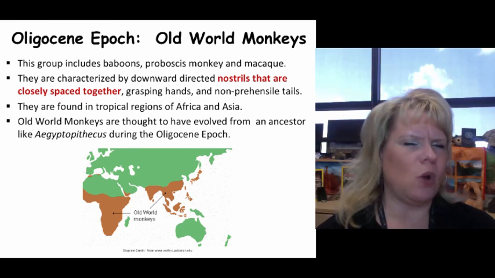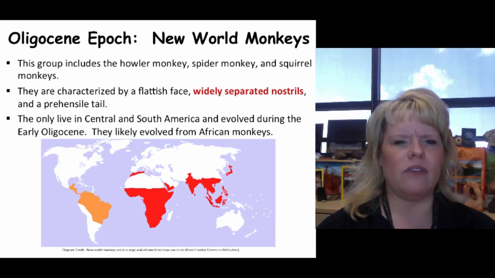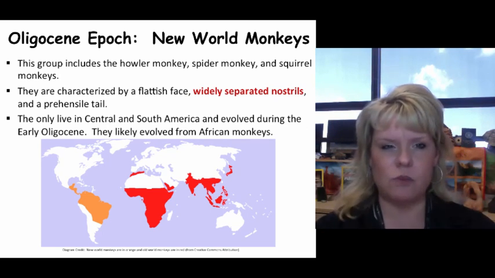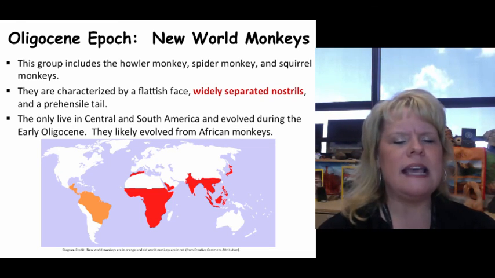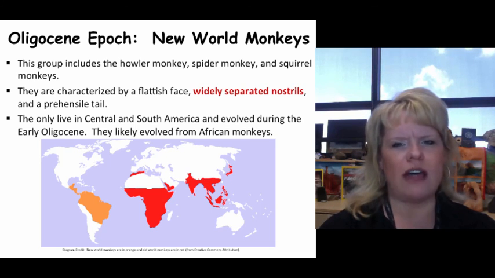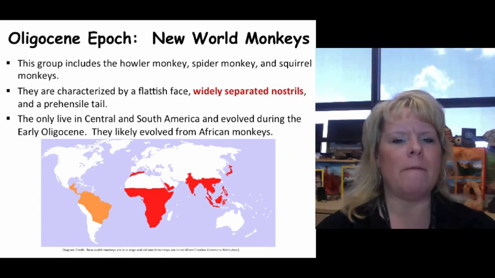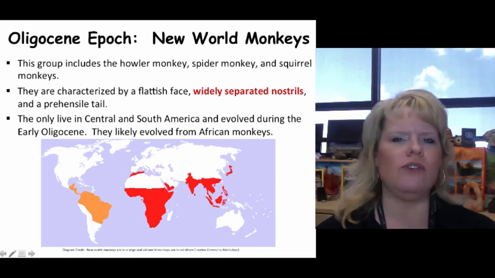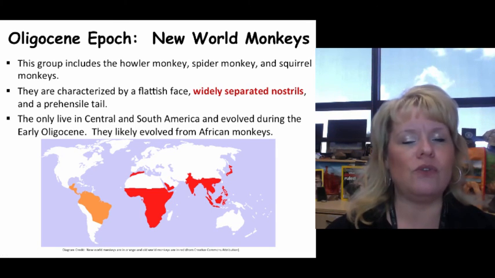So what's the difference between an old and a new world monkey? New World monkeys include the howler monkeys, the spider monkeys, and the squirrel monkeys. They have a more flat face, widely separated nostrils, not close together, and they have a prehensile tail, so they could wrap their tail around stuff like trees. They only live currently in Central and South America and evolved in the early Oligocene. They likely came from African monkeys, so they're going to be these guys right in here. When you look at the range of the two, you understand that monkeys may be worldwide, but they're in very distinctive habitats that are unique.